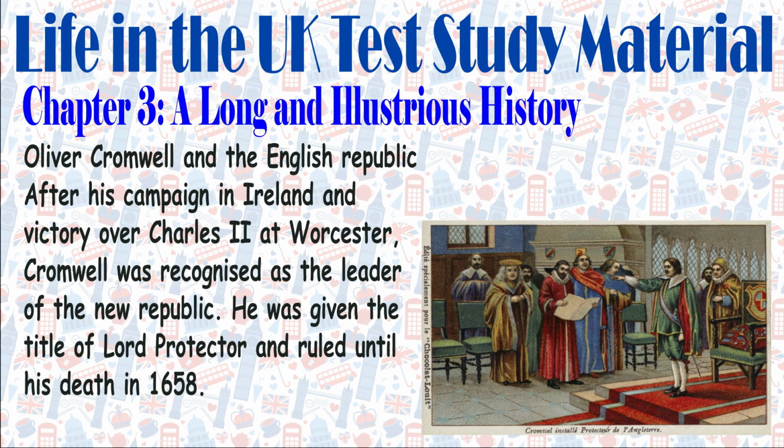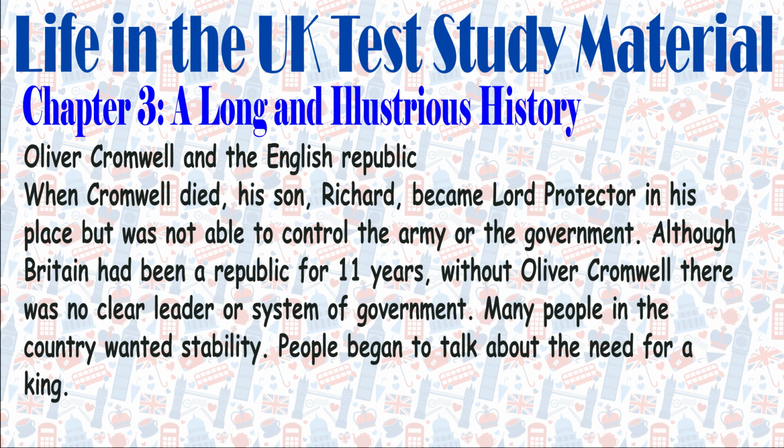After his campaign in Ireland and victory over Charles II at Worcester, Cromwell was recognised as the leader of the new republic. He was given the title of Lord Protector and ruled until his death in 1658. When Cromwell died, his son, Richard, became Lord Protector in his place but was not able to control the army or the government. Although Britain had been a republic for 11 years, without Oliver Cromwell there was no clear leader or system of government. Many people in the country wanted stability. People began to talk about the need for a king.